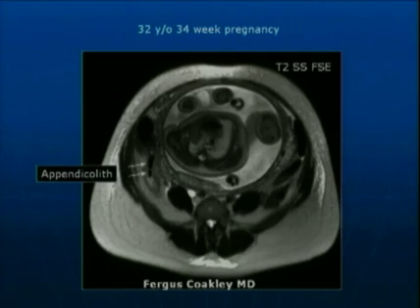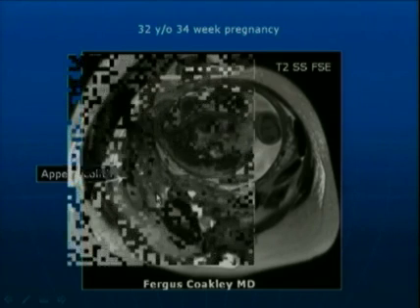Here's a case of acute appendicitis loaned to me by Fergus Coakley. So you see that dark appendix in this case, but there is fluid within that appendix, and this is a case of acute appendicitis.